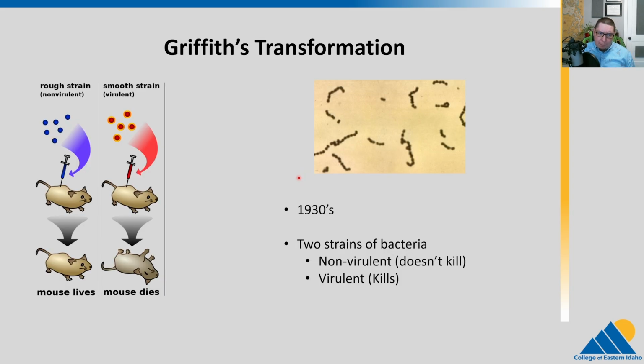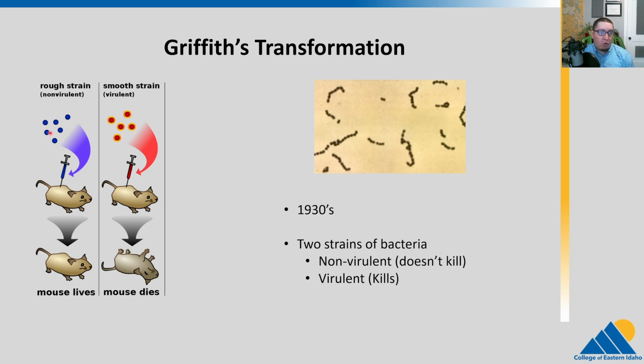So let's fast forward to the 1930s. And people are starting to think about genetic information and how it moves around. So we've seen the fly room, Morgan's work, Sutton and Boveri proposing that chromosomes are the genetic material. Griffith, he's a researcher, a microbiologist, studying these bacterial strains. So he has two strains of the same bacteria. They're the same species, but two different strains of it.